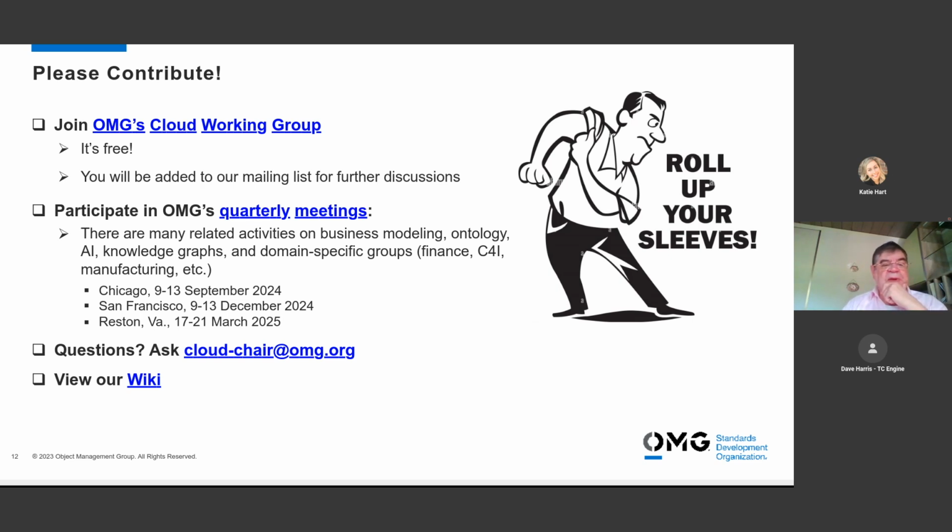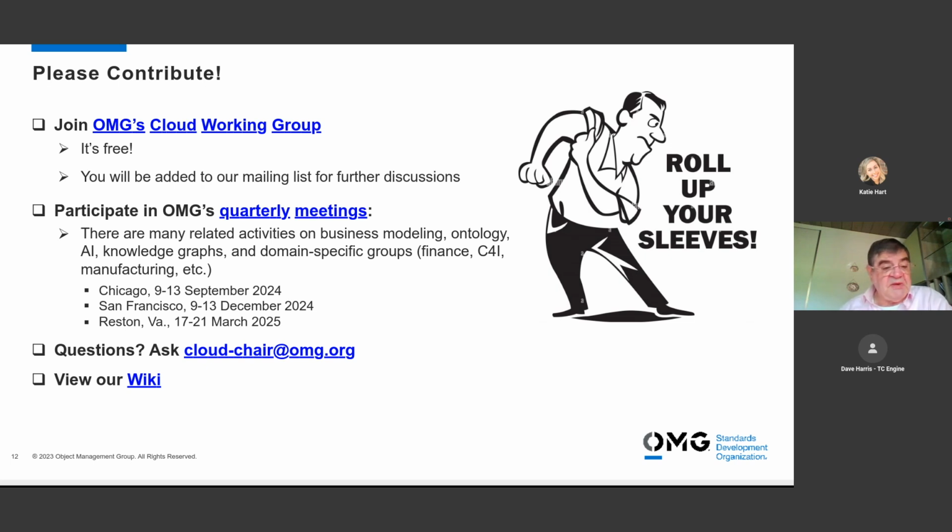You can also participate in the quarterly meetings of the Object Management Group, not just because of the Cloud Working Group work, but because there's lots of other work happening that may be of interest to you, depending what domain you're in and what technologies you're interested in. So OMG has various subgroups related to ontology and knowledge graphs, finance ontologies, and the military domain, C4I, which is command, control, communication, and information, manufacturing, etc.